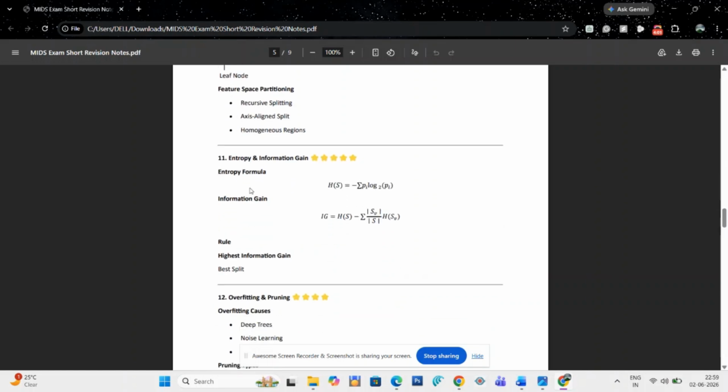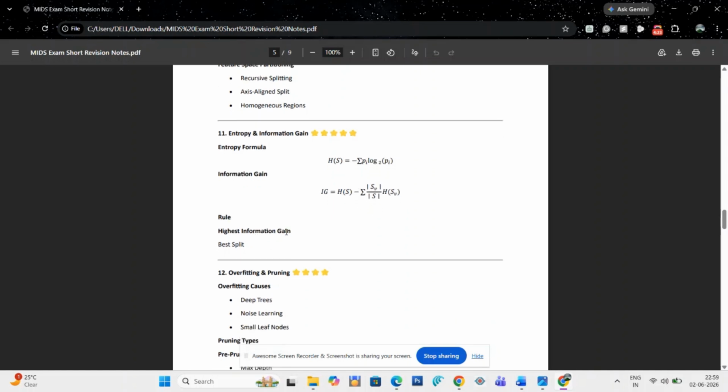Next concept is entropy and information gain, in which the entropy formula is H(S) equals minus summation of pi log2 pi, in which pi is the probability of each data point. Information gain IG equals H(S) minus summation of |Sv| divided by |S| into H(Sv). The rule is highest information gain equals best split.